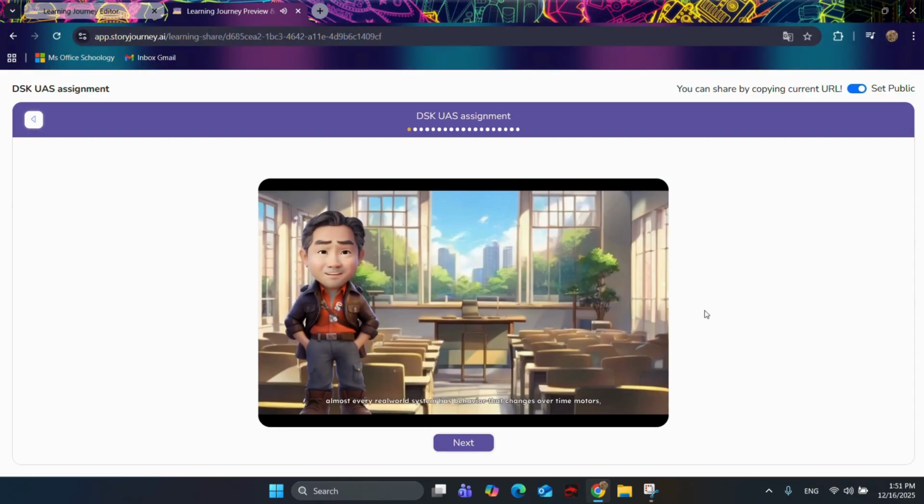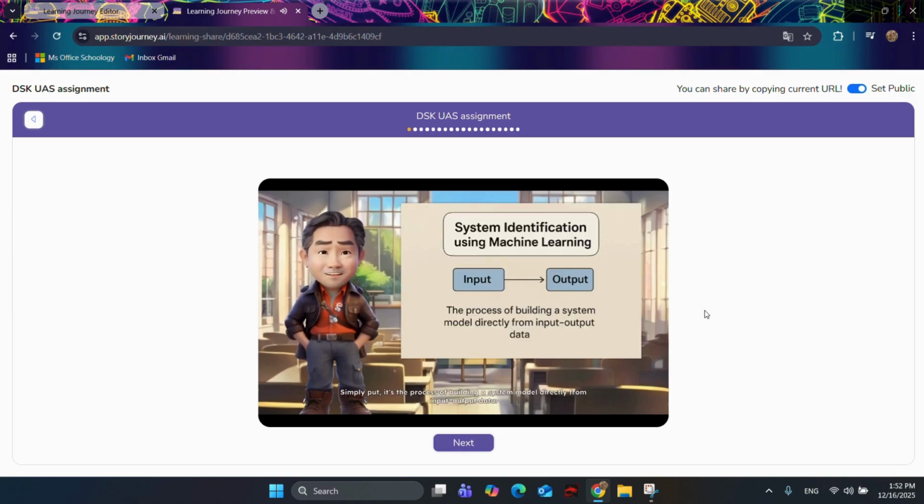Almost every real-world system has behavior that changes over time: motors, temperature processes, chemical reactions, and even heating or cooling systems. That's why engineers often prefer a method that can learn the behavior. Machine learning gives us that ability. It can capture patterns without us defining the exact mathematical equations. Simply put, it's the process of building a system model directly from input-output data.